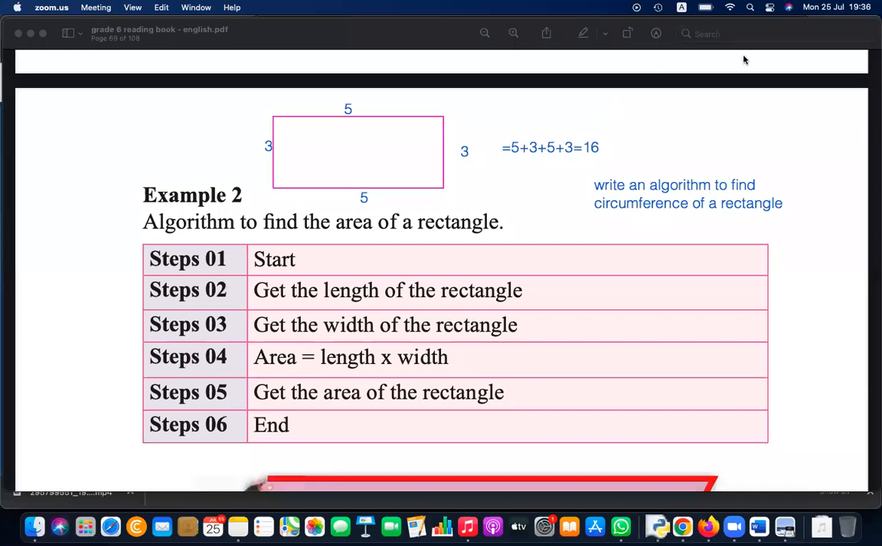Algorithm. What is an algorithm? An algorithm is a way of solving. Okay, Sasiru, so I can see. Can you show me quickly?